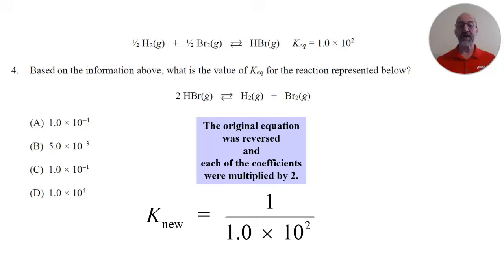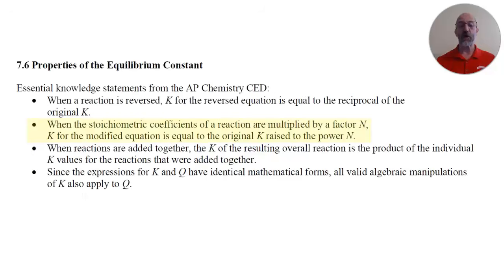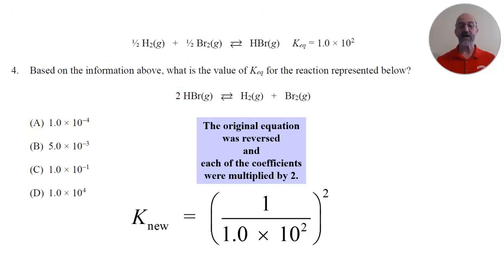But there's also that issue of multiplying each of the coefficients by 2. So again, in topic 7.6, it says that when the stoichiometric coefficients of a reaction are multiplied by a factor n, the K for the modified equation is equal to the original K raised to the power n. So not only do I need to take the original K and write the reciprocal, I also need to raise it to the second power based on multiplying each of the coefficients by 2.